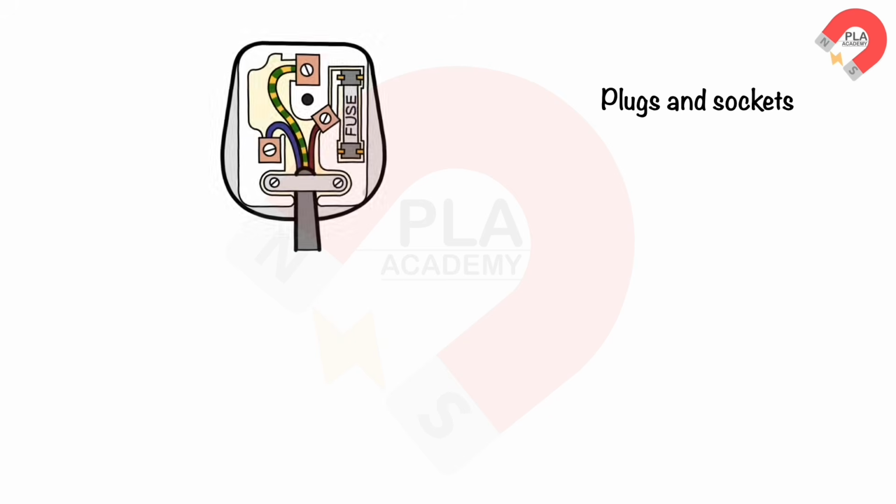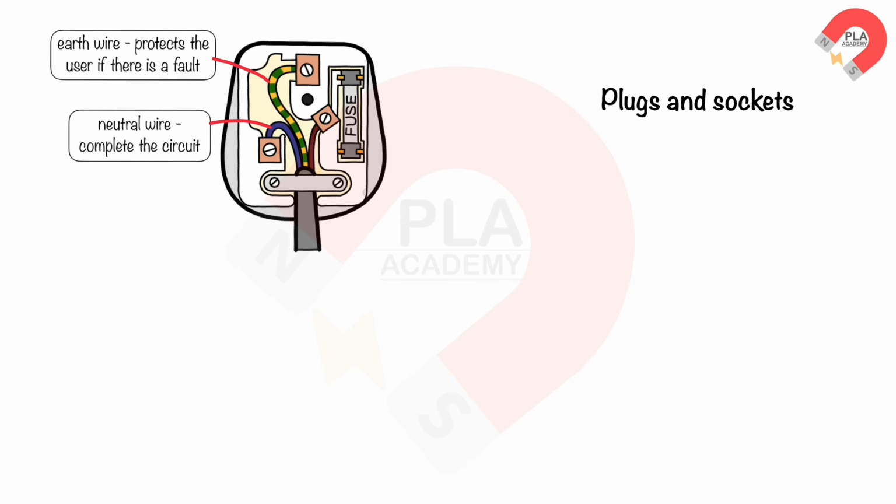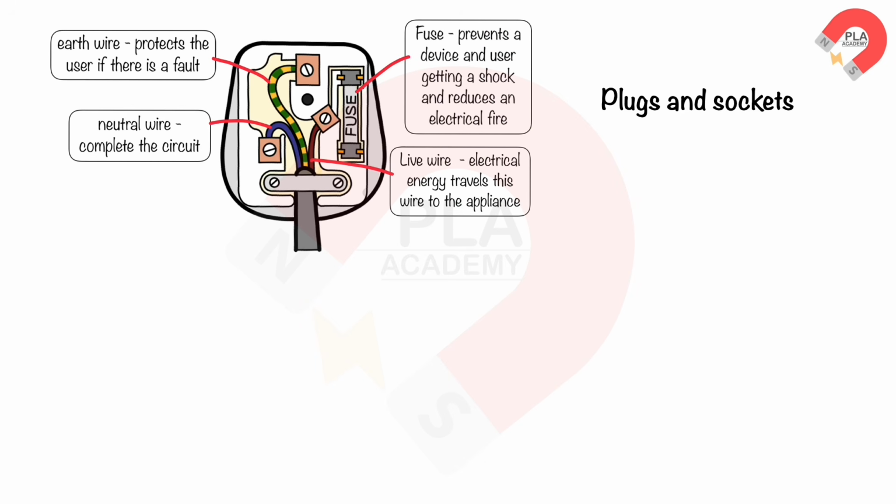Plugs and sockets. Plugs and sockets in different countries look different, but the principles and rules of electrical wiring are similar. In the UK, 3-pin plugs are used to connect appliances to the mains circuit. The 3 pins are for the live wire, the neutral wire, and the earth wire. This pin is connected to the neutral wire. The middle pin is connected to the earth wire. This pin is connected to the live wire and then connected to the fuse.